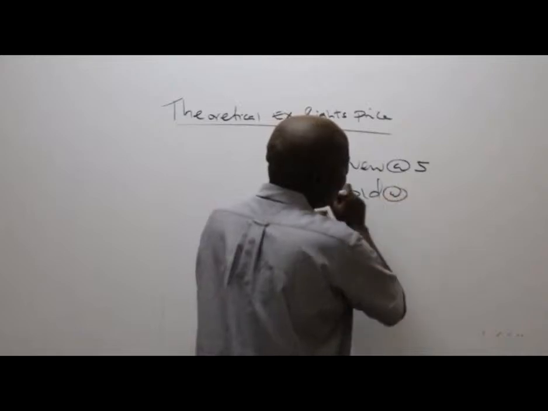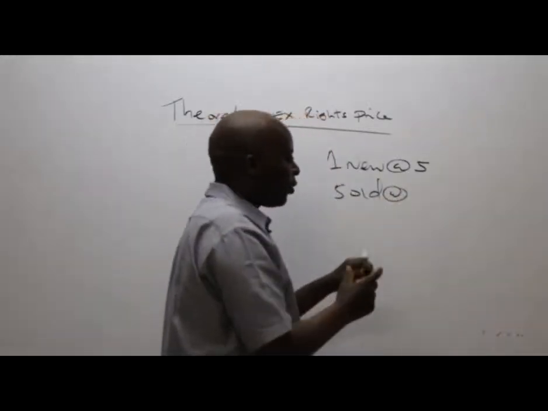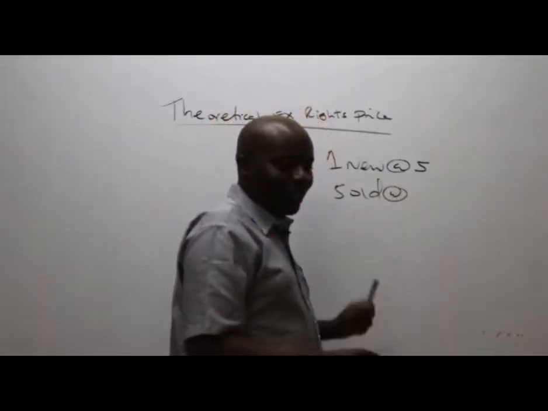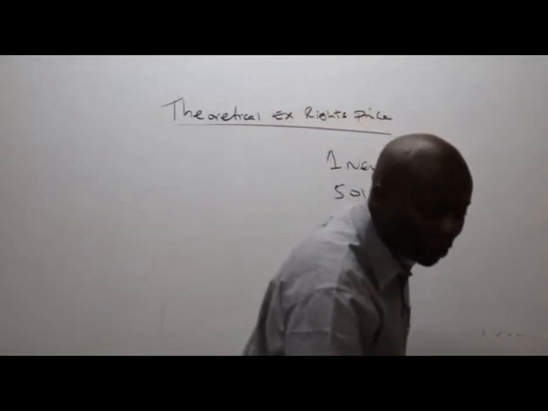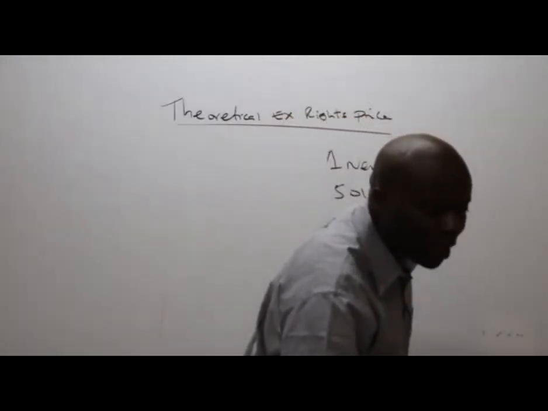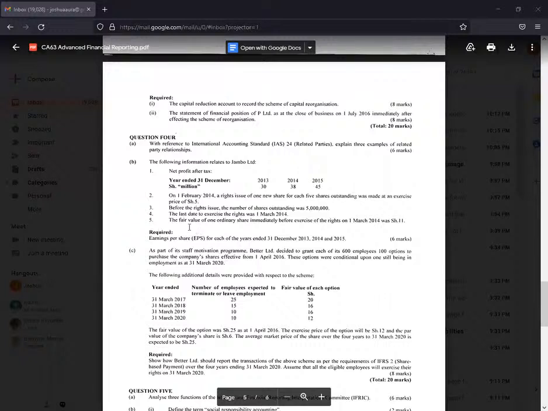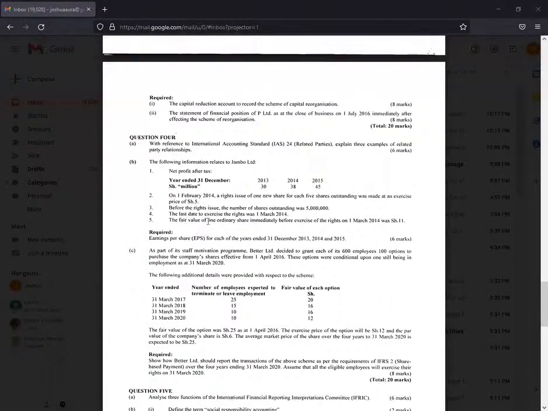And then the old shares, they'll tell you the price of these old shares. What do we have over here? They have told us in note number 5, the fair value of 1 ordinary share immediately before the exercise of the rights on 1st March 2014 was what here? Somebody said 11. So this is the price of the old shares before the rights. So in this case here it was 11.